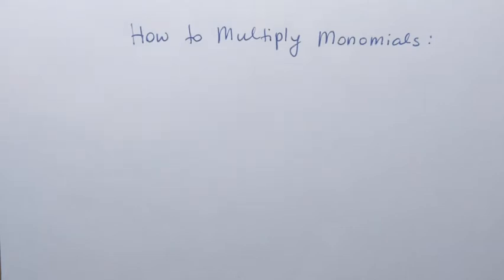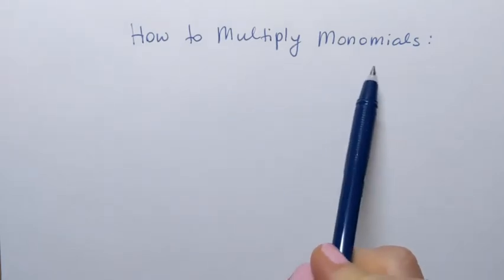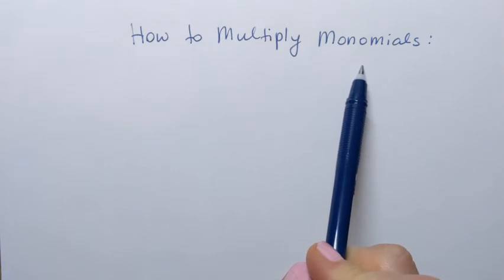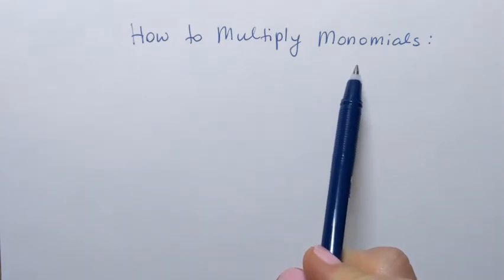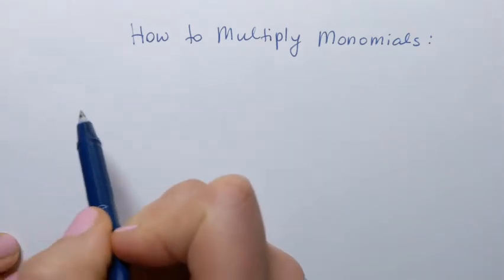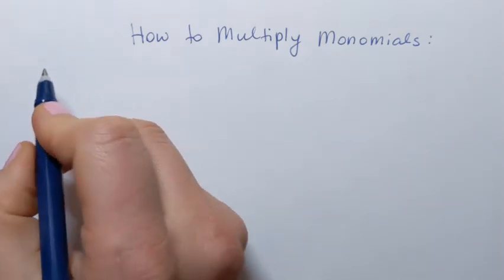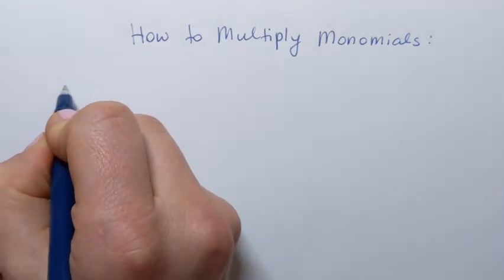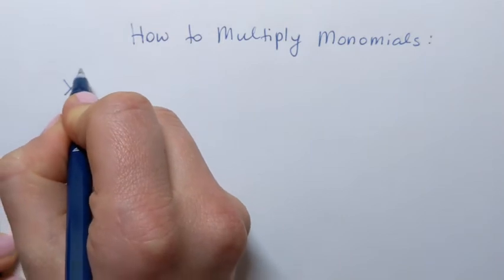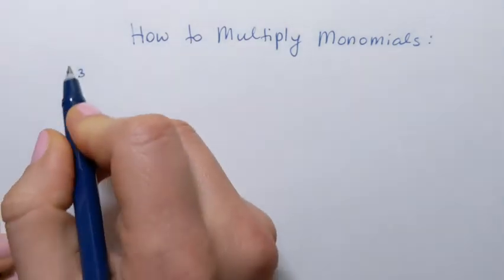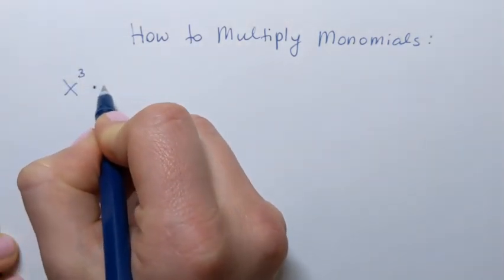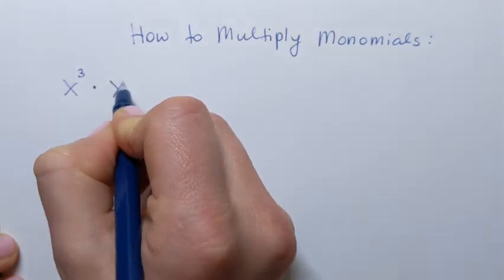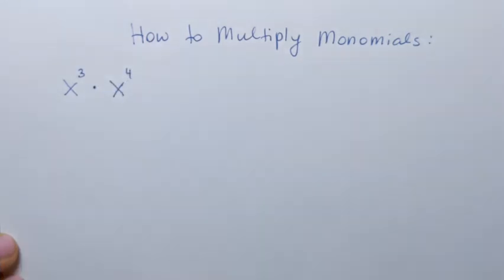In this video, we're going to learn how to multiply monomials. Remember, monomials are single terms. So here's an example. Let's start with something easy. Let's try to multiply x cubed. That's a monomial, just one term. We will multiply by x to the fourth power.